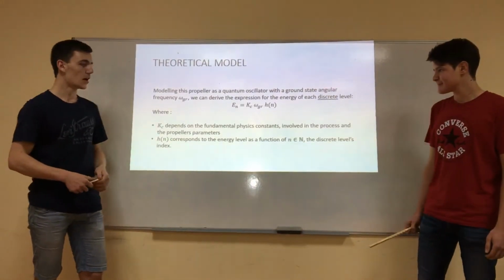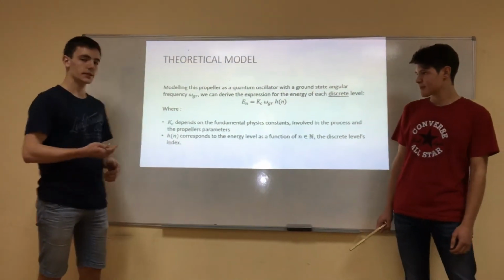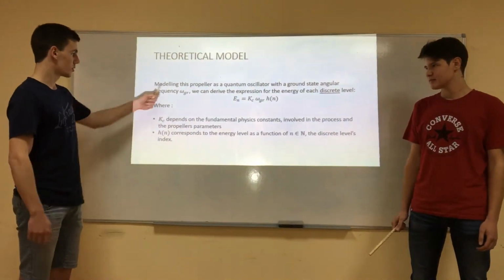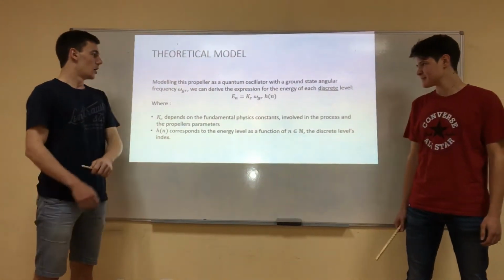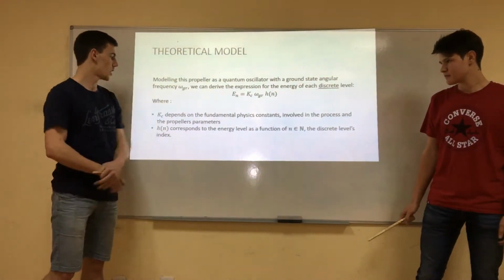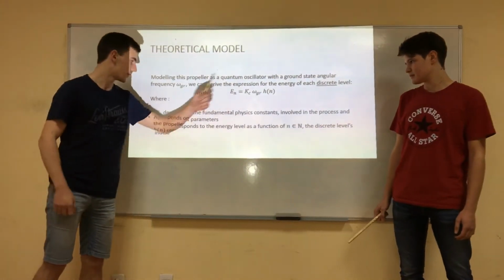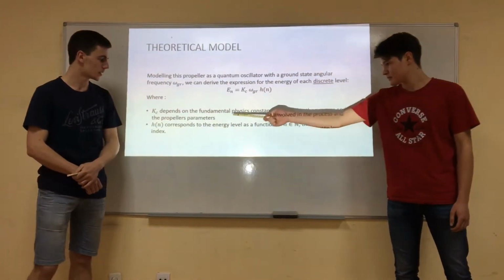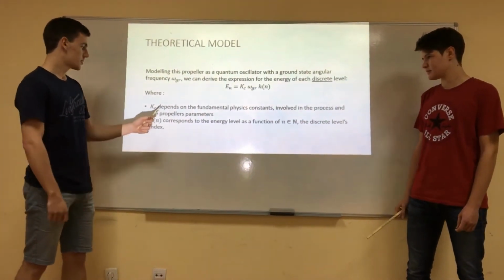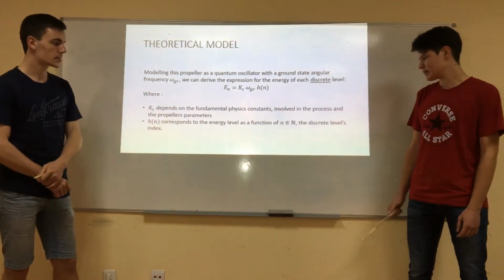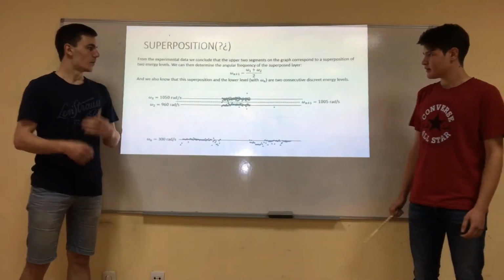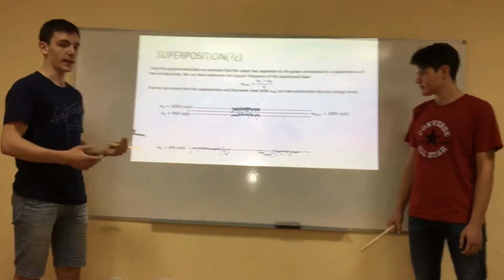Slide. Our theoretical model consists of modeling the propeller as a quantum oscillator with ground state angular frequency, the omega ground. We can derive the expression for the energy of each discrete level as this expression, where Kc depends on the fundamental physics constants involved in the process and the propeller parameters. And h of n is corresponding to the energy level as a function of the index of the discrete level. Right? So, what is superposition, you might ask?